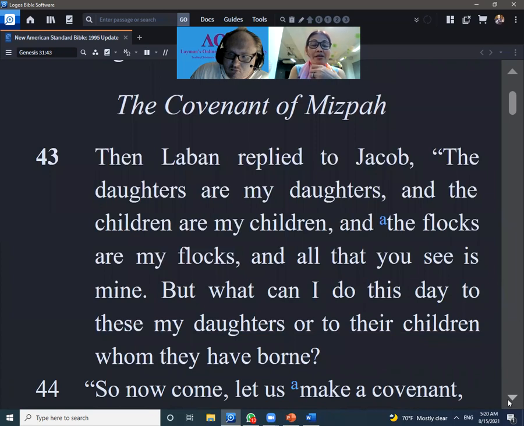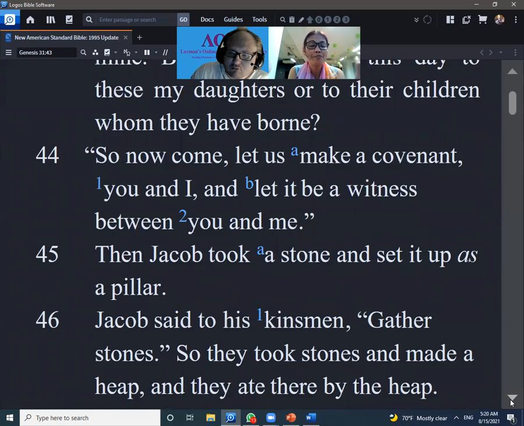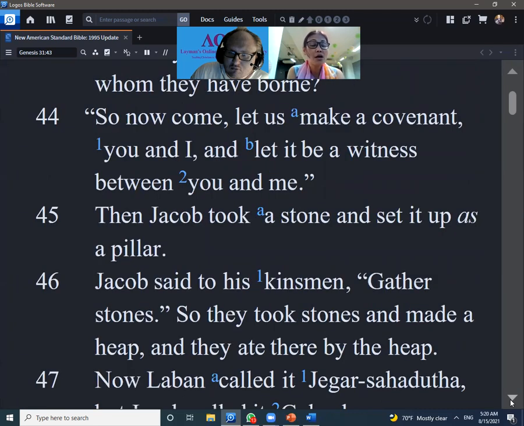Then Laban replied to Jacob, the daughters are my daughters, and the children are my children, and the flocks are my flocks, and all that you see is mine. But what can I do this day to these my daughters, or to their children whom they have borne? So now come, let us make a covenant, you and I, and let it be a witness between you and me. Then Jacob took a stone and set it up as a pillar.